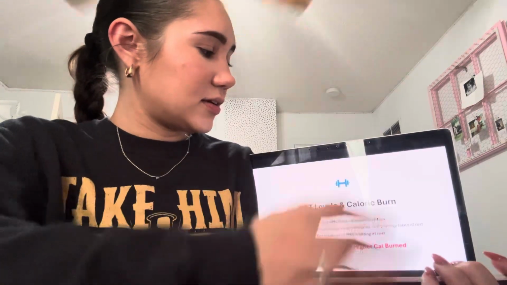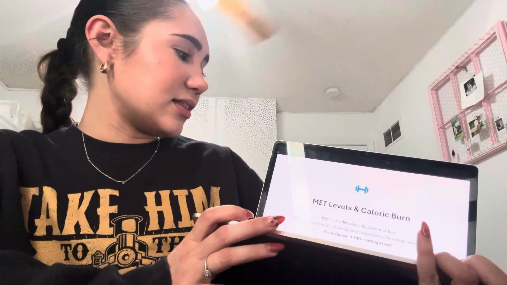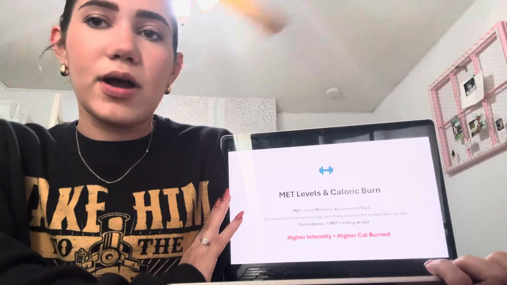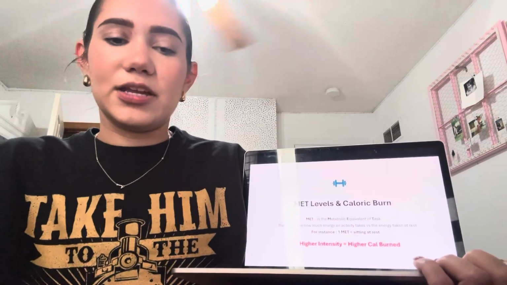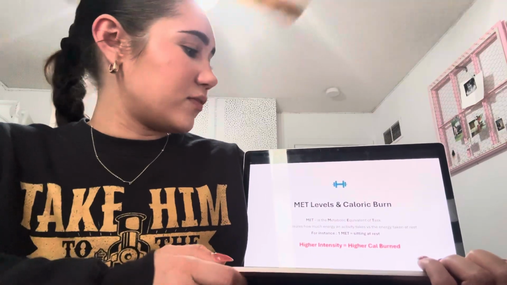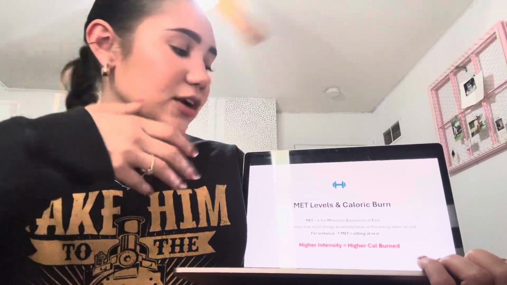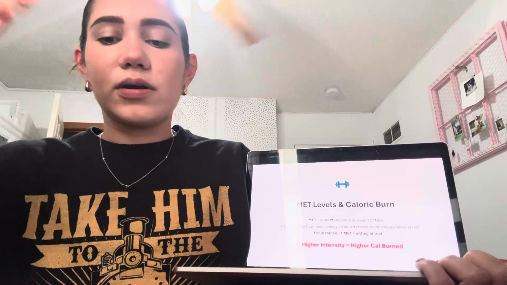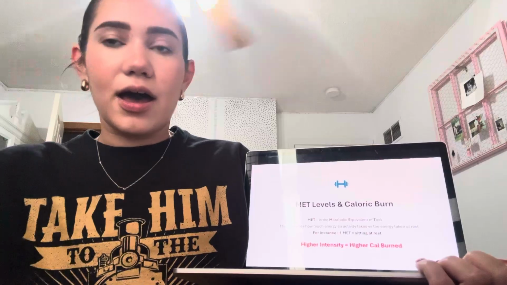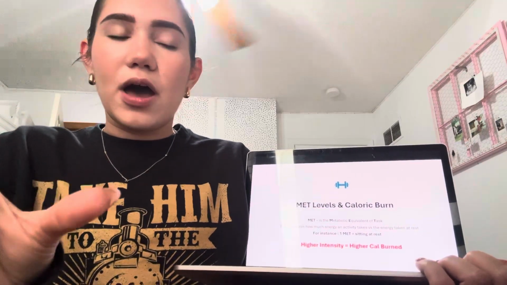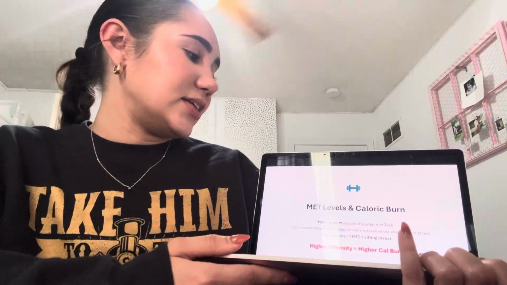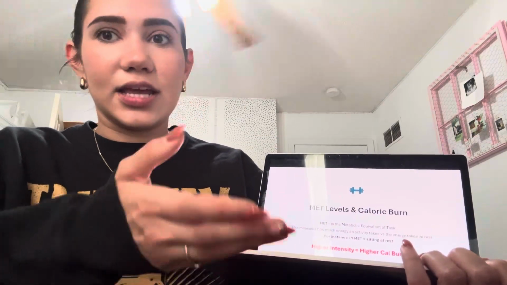All right. So next, MET levels and caloric burn. So the main point to this, what is a MET level? This is your metabolic equivalent of task. So what does that mean? It means the energy an activity takes compared to your rest time, or what it would take if you were resting. So basically it just compares both of those things. It measures how much energy an activity takes versus the energy it takes to rest.